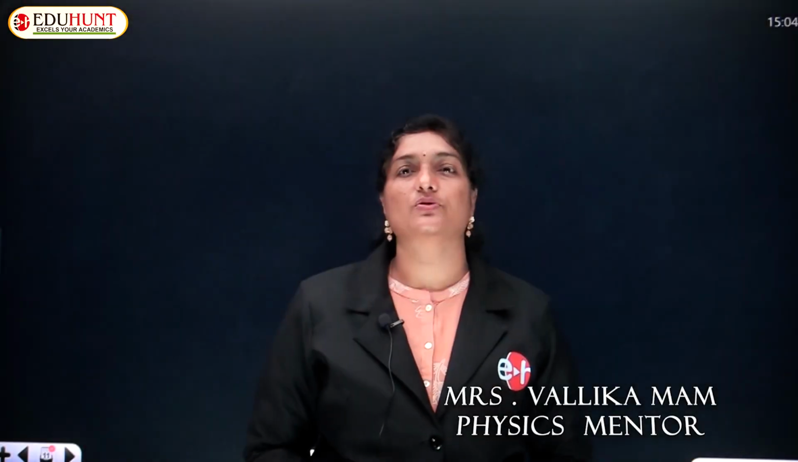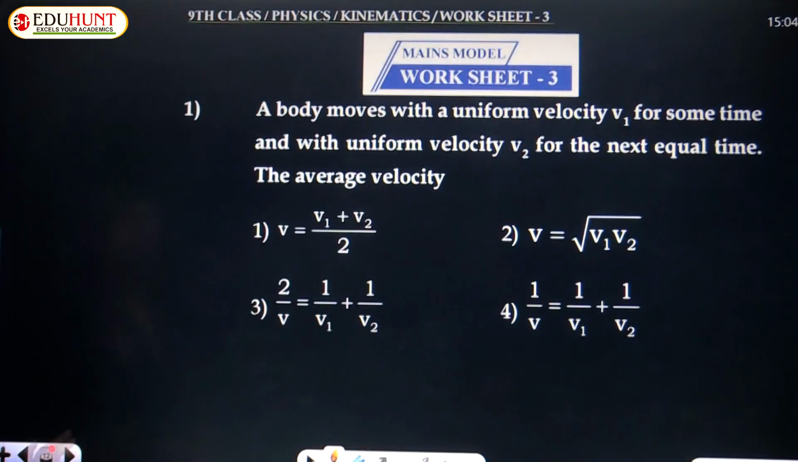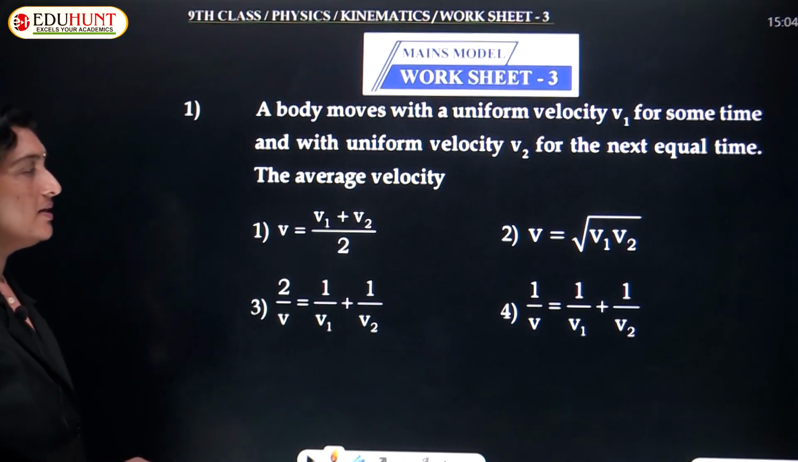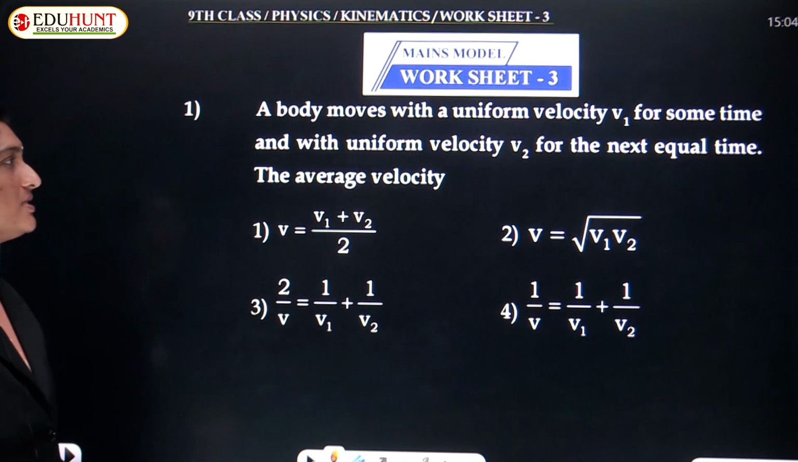Welcome back, children. Let us move to worksheet number 3 of kinematics. Here we go with the first question. A body moves with a uniform velocity v1 for some time and with uniform velocity v2 for the next equal time. The average velocity is.